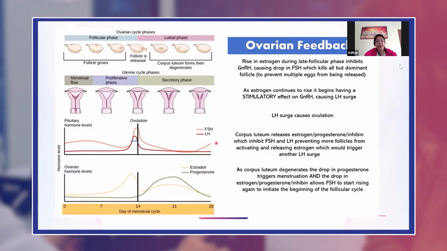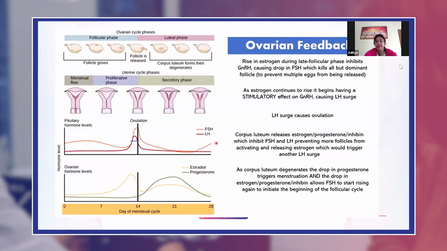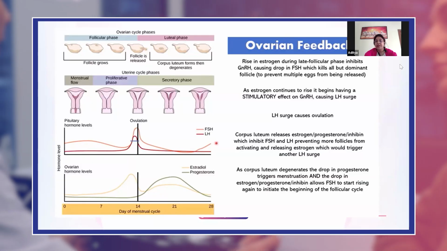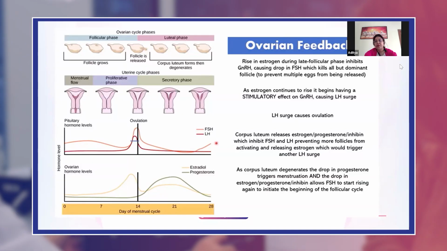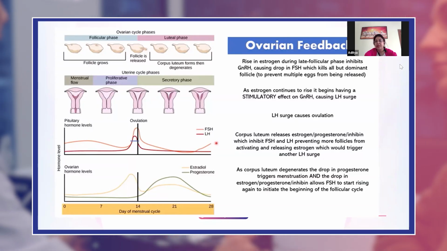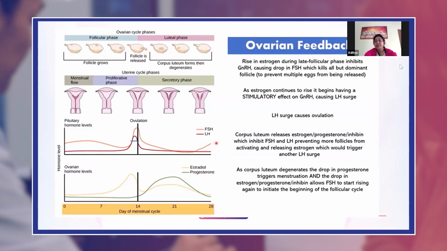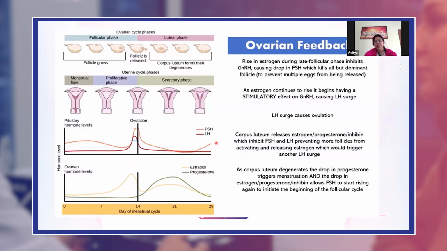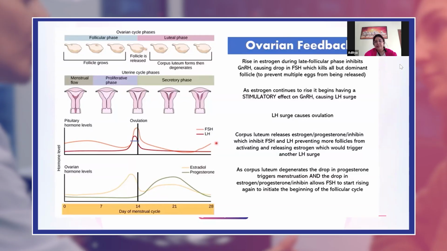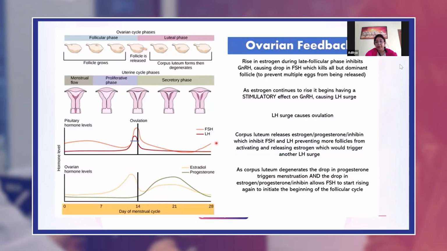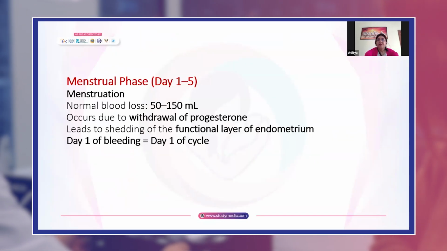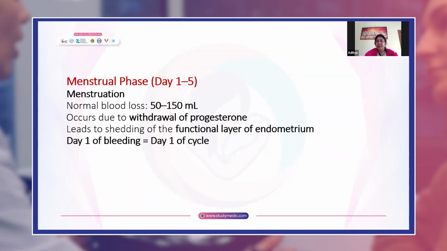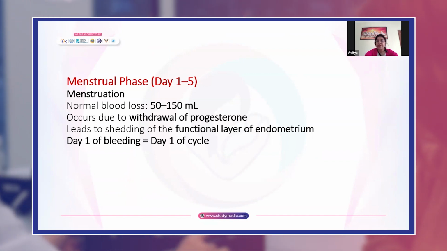If there is no fertilization, the corpus luteum degenerates. The drop in progesterone triggers menstruation. The drop in estrogen, progesterone, and inhibin allows the FSH to start rising again to initiate the beginning of the follicular cycle. So that's how the next cycle begins. Now we'll see each event that occurs during the cycle.